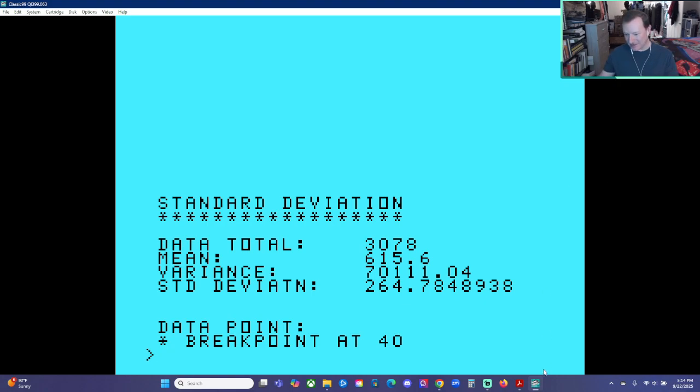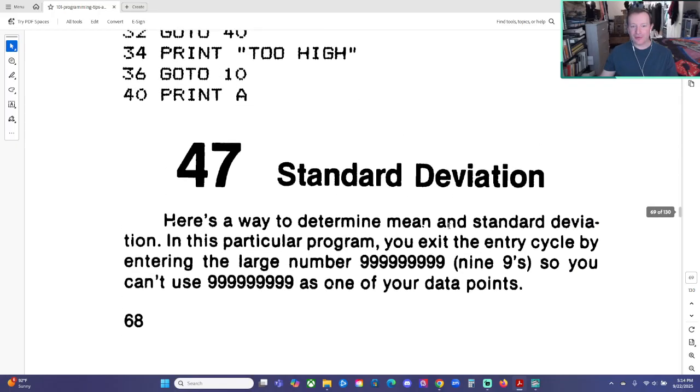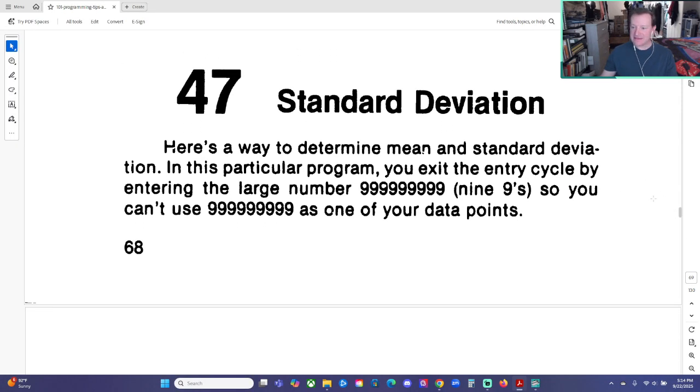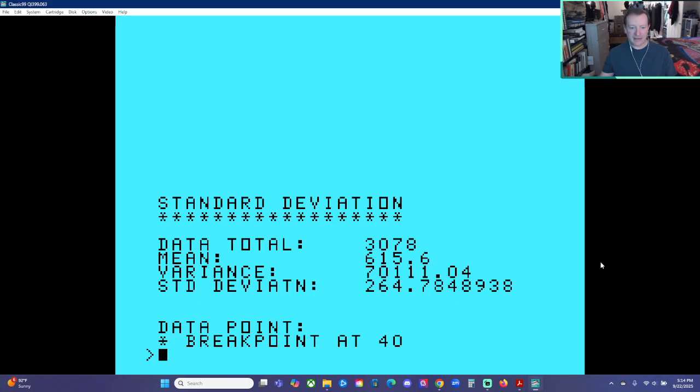But anyways, this was a very useful little math program, program number 47, Standard Deviation. And this is from 101 Programming Tips and Tricks for the Texas Instruments TI-99 4A home computer by Len Turner.